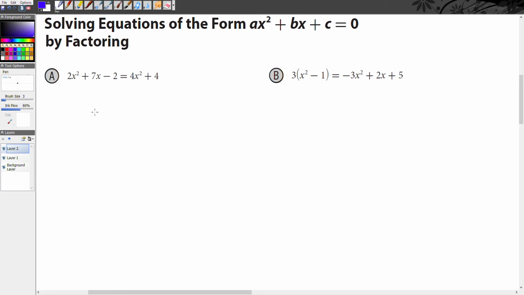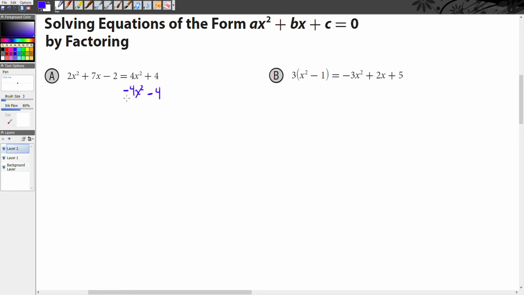So if we take a look at example A here, 2x squared plus 7x minus 2 equals 4x squared plus 4. The first thing we need to do is to set this equation equal to 0, which means that we need to take this 4x squared and this 4 and move them over or get rid of them, right? So one way we can do that is by subtraction. This is a positive 4x squared, so I'm going to subtract 4x squared, and this is a positive 4, so I'm going to subtract 4. And that will leave me with a 0 on the right-hand side.